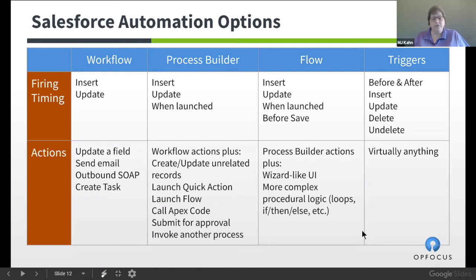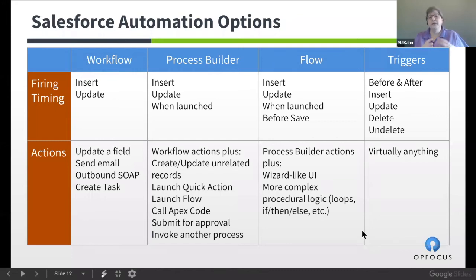Then Salesforce came out with Flow. Flow can also be launched on insert and update, and it can be launched when some other event explicitly causes a flow to be launched. And recently, I think in Spring '20, Salesforce released the ability to launch a flow before a save. So somebody changes a record, but before the change is committed to the database, the flow can do some additional processing on that record. The kinds of actions it can do, everything Process Builder can do, plus it has the ability to have, depending on how it's launched, a wizard-like user interface.